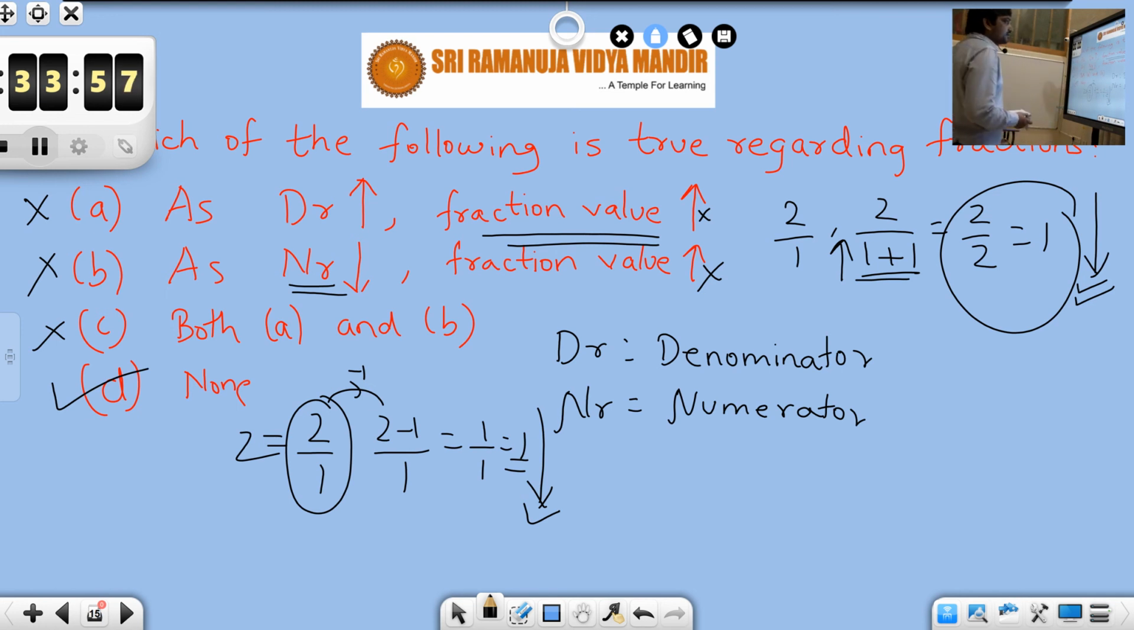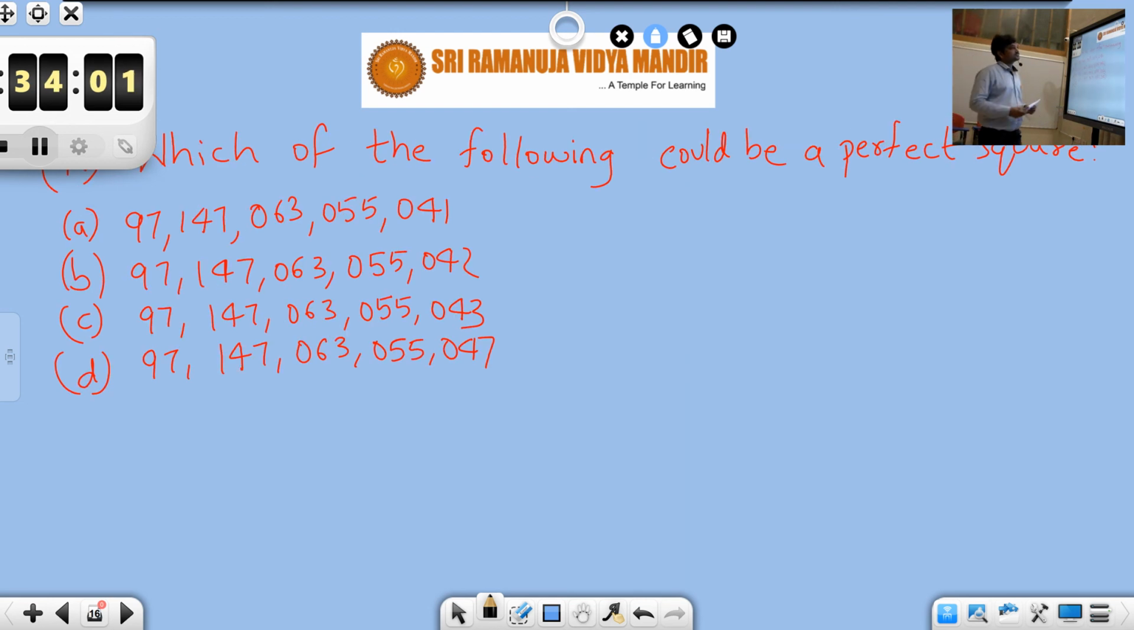Okay students. Let's look at the next question. Again, this is a pretty simple and oral question. Which of the following could be a perfect square? You need not solve anything. Just think, what are the properties of a perfect square?